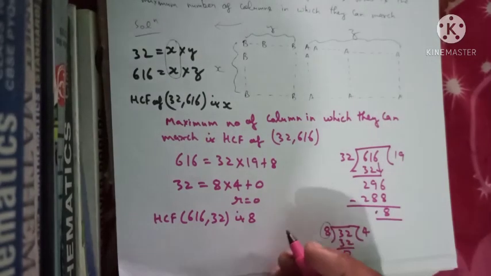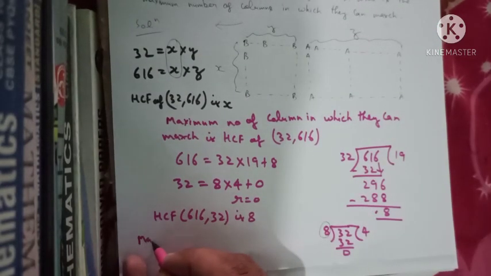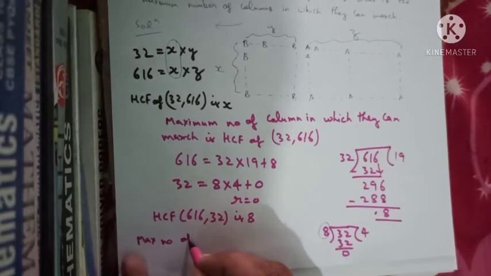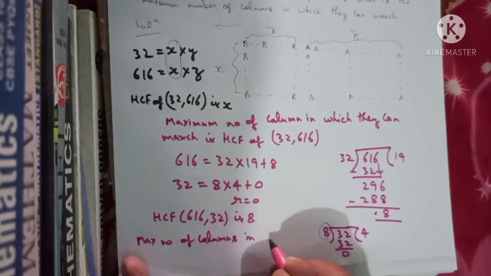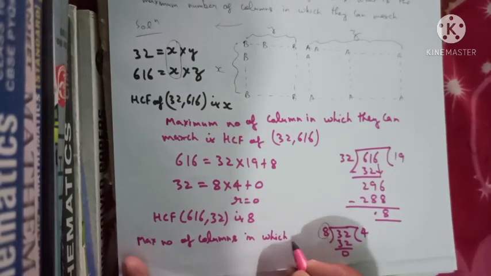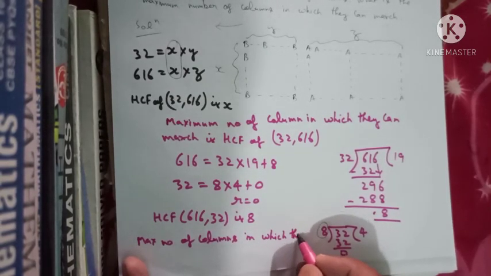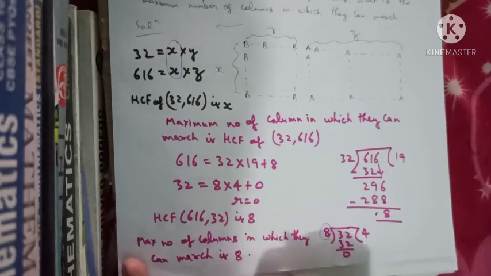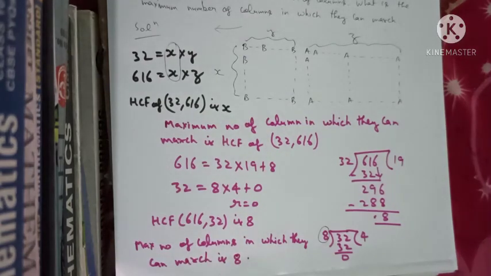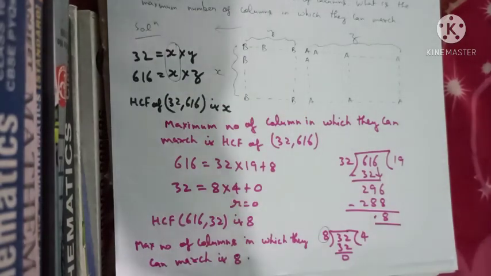So we can say that the maximum number of columns in which they can march is 8. So that's it. With this we have completed the exercise. Thank you so much, class.